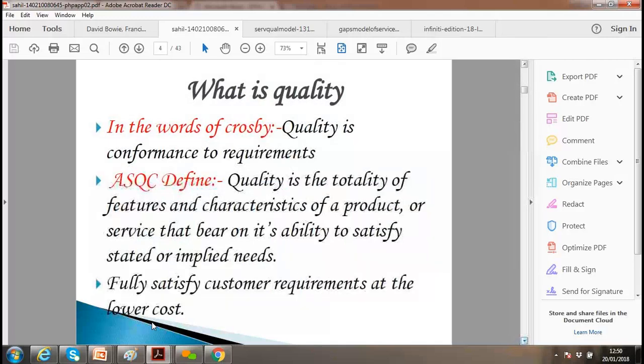In the words of Crosby, quality is conformance to requirements. So we need to look at what the requirements were and whether we meet them or not. Then the American Society for Quality Control says quality is the total features and characteristics of a product or service that bear on its ability to satisfy customer requirements at the lowest cost.